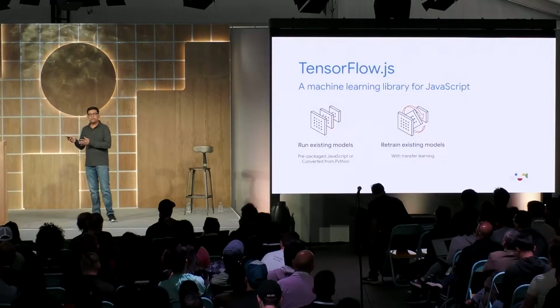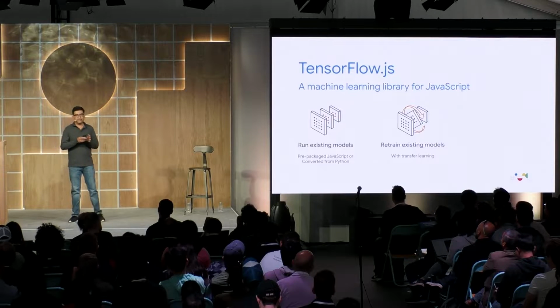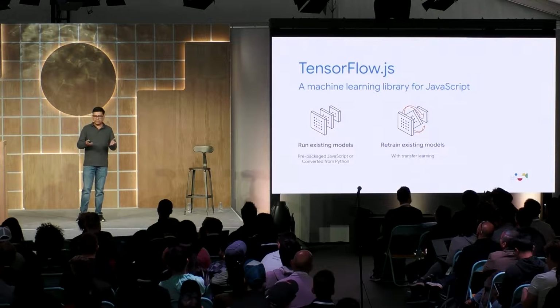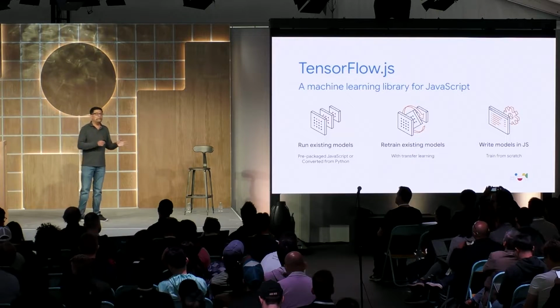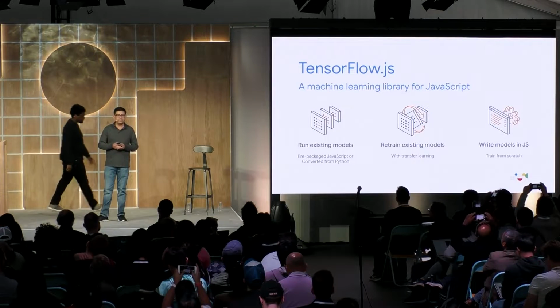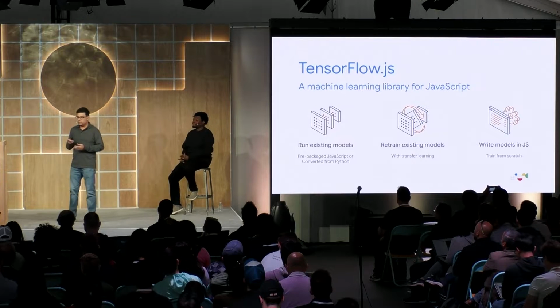You can use a previously trained model and then retrain it with your own data to customize it. And this is often useful to solve the problem that's of interest to you. This is done using a technique called transfer learning. And then lastly, it's a full-featured JavaScript library that lets you write and author models directly with JavaScript. And so you can create a completely new model from scratch.